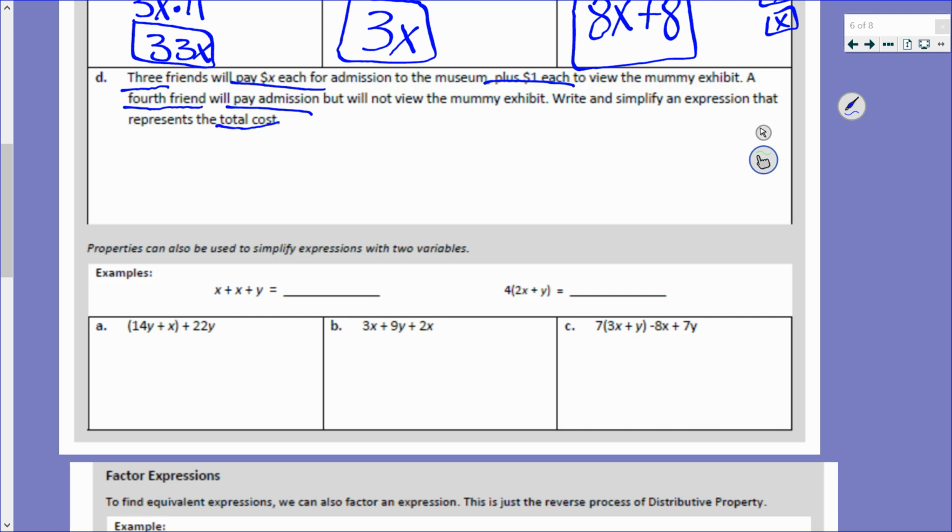So let's figure out right now, if it was just me going into the museum, my expression would be the cost of admission, which is what? X, plus the cost of the mummy, which is 1. But it's not just me. How many people are going into the museum? 3. So I'm going to take this expression, I'm going to multiply it by 3.